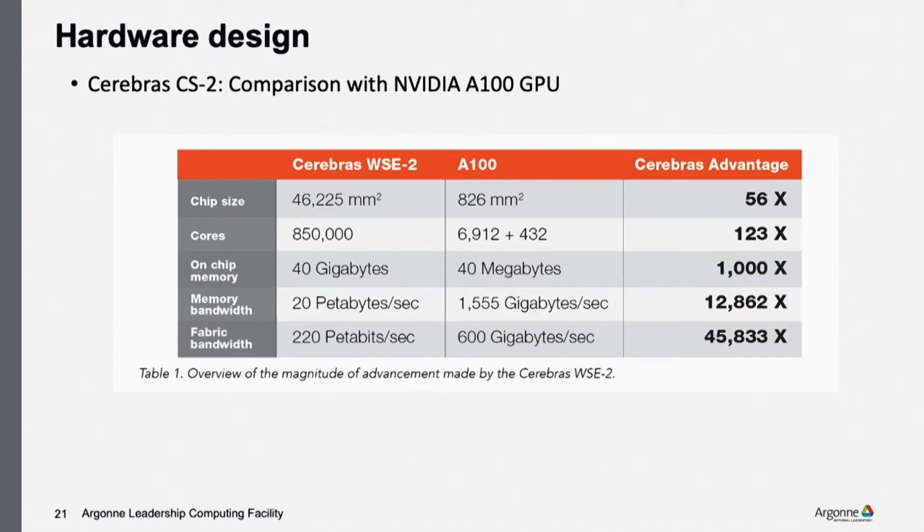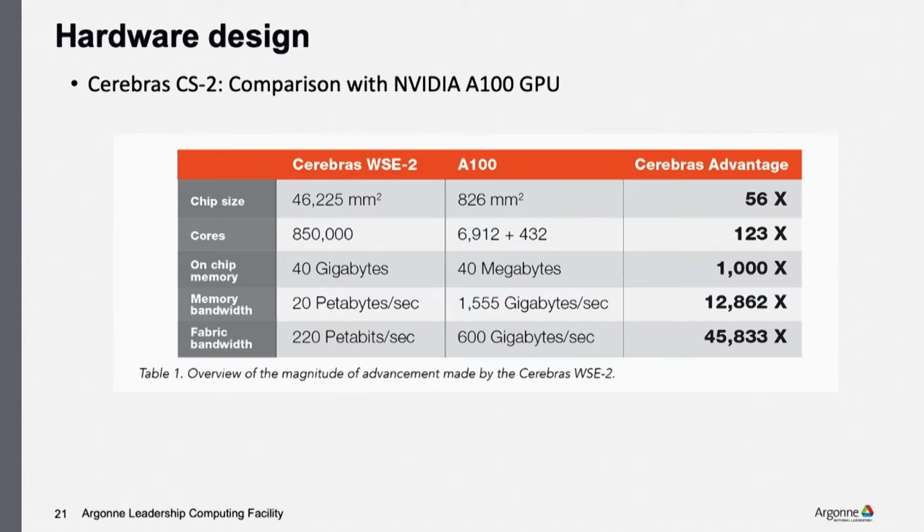And this is the comparison between the Cerebras CS2 and the NVIDIA A100 GPU. The chip size is 50 times bigger compared with the A100, the core is much larger, 100 times bigger, and the on-chip memory is 1,000 times bigger. So this chip is much more expensive compared with the A100, but the performance is much better, and it gives you much more on-chip memory to speed up your memory access.